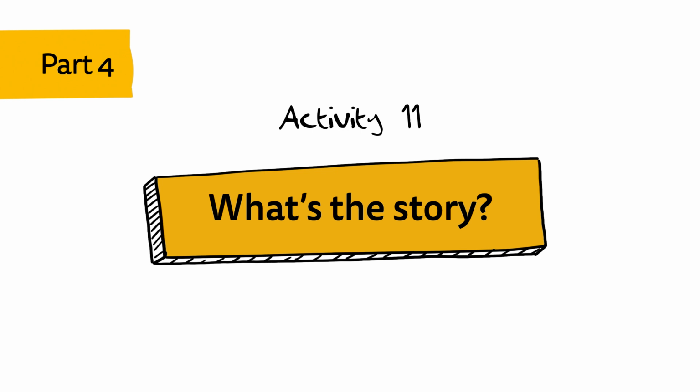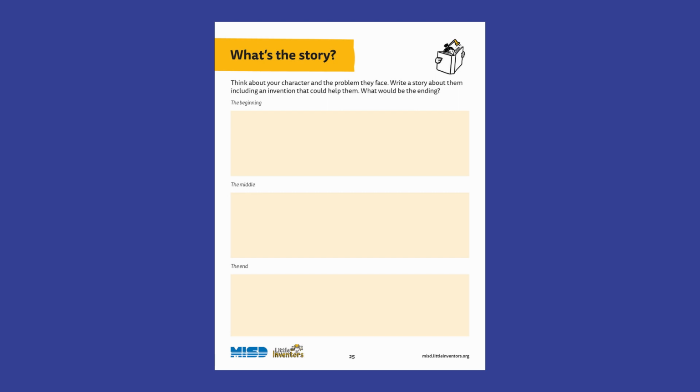Activity 11. What's the story? Writing can help take the mind in lots of fantastical directions, as anything is possible in your imagination. This activity will also help your students by thinking through how their invention could help with their real-world challenge. Another way to frame the story is to say that the beginning is the problem, the middle is the invention, and the end is how the invention helped the character, the outcome.